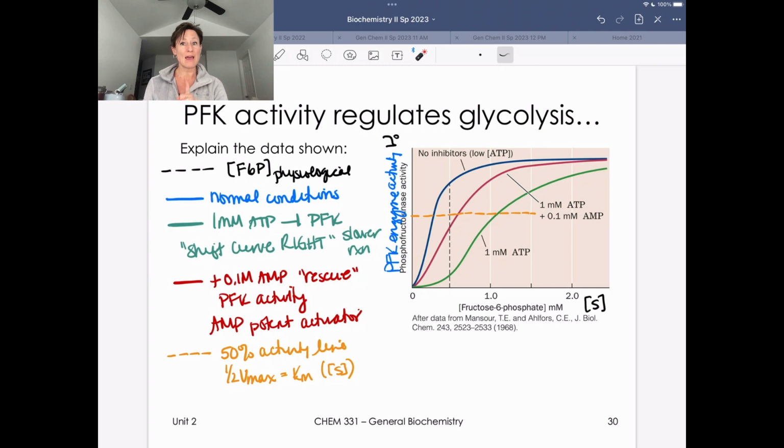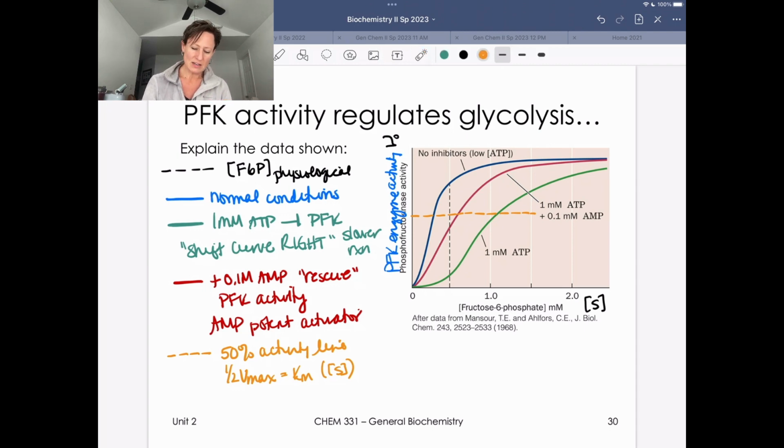Remember, that's going to be a Km apparent, right? And then looking at our vertical line here, that shows us if we maintain that same concentration of substrate, what we really do is we take an enzyme reaction that was fairly fast and we significantly slow it down.